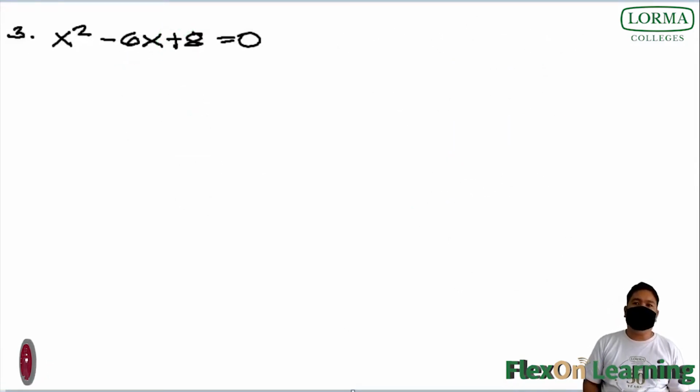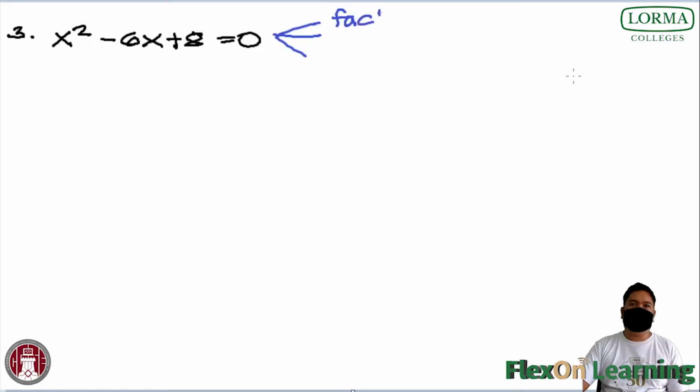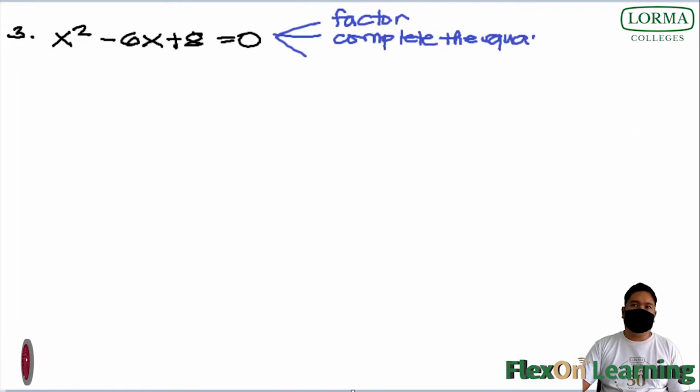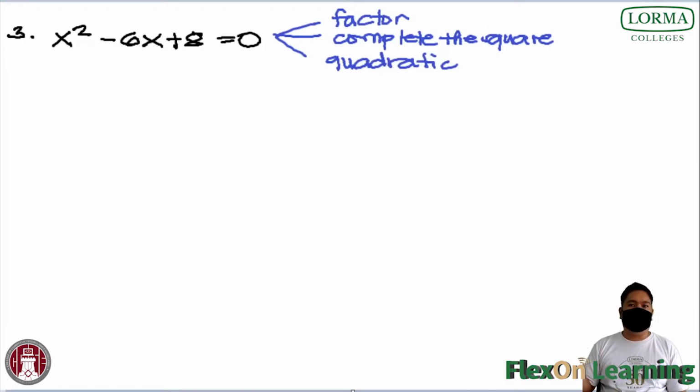Now we proceed with the quadratic expression. So we have x squared minus 6x plus 8. There are actually two major ways, or three, if I'm not mistaken, to solve this one. We have factoring, if possible. We also have completing the square. And the most famous, the quadratic formula. Let's try them all. Okay.